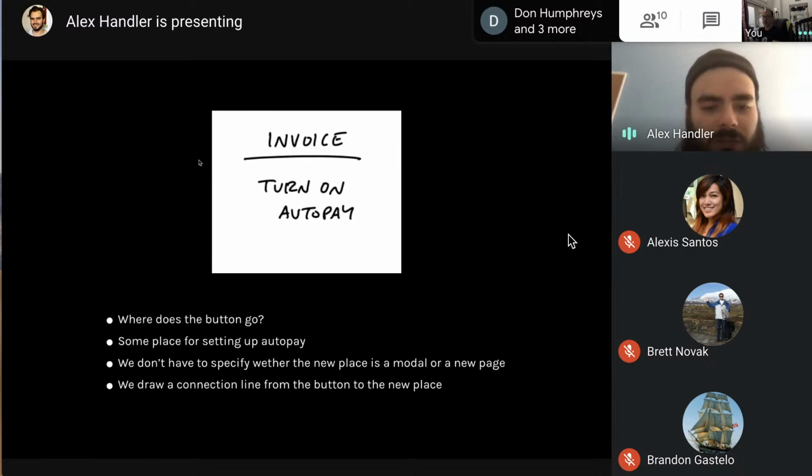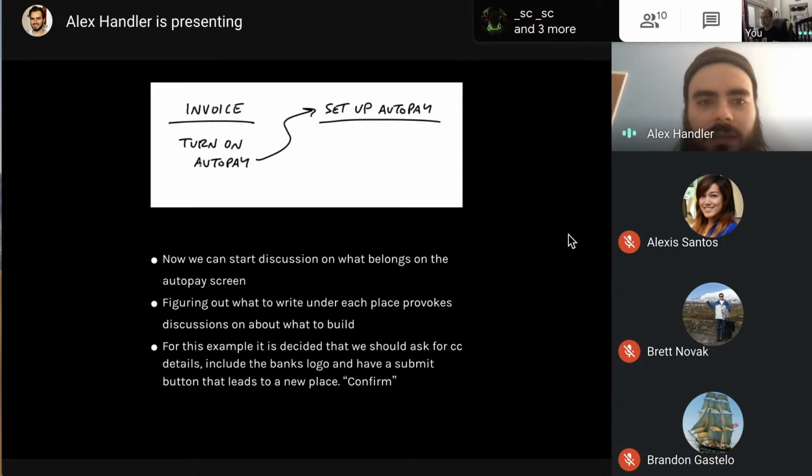So some place for setting up autopay, it seems like that would be obvious. We don't have to specify whether the new place is a modal or a new page. All we have to do is draw a connection line from the button to the new place. So what that looks like is that. The connection line obviously is that arrow, so we turn on autopay, and then that brings us to this new place of setup autopay.